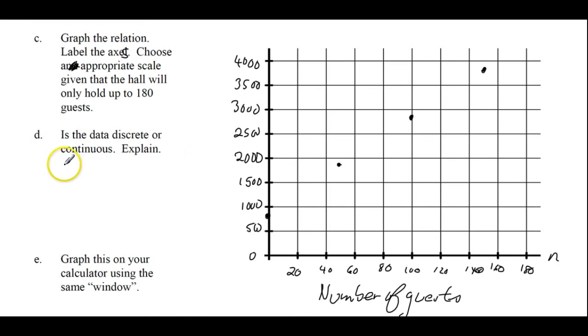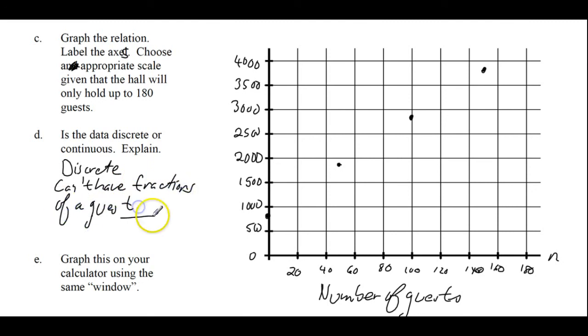Is the data discrete or continuous? It is discrete because we cannot have a half of a guest, right? You can't have fractions of a guest. However, because these numbers are so close together, if we plotted every single point and zoomed in, you would see a lot of dots. But we can use a line, on the understanding that we know we shouldn't be using a line.